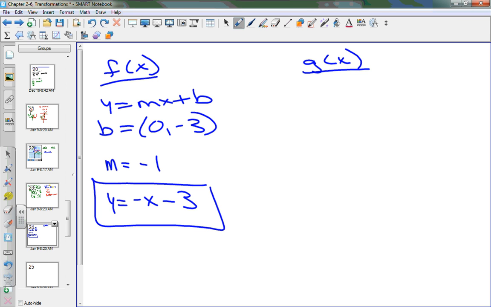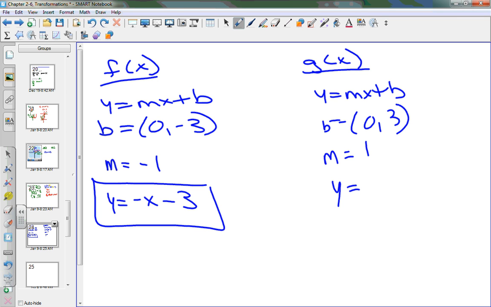G of x. What's my b value there? My b value there is going to be 0, 3, and what's my slope? 1, to give me the equation x plus 3. Now, these are my 2 equations, and then it says, identify the reflection that transforms the graph of f of x to g of x.